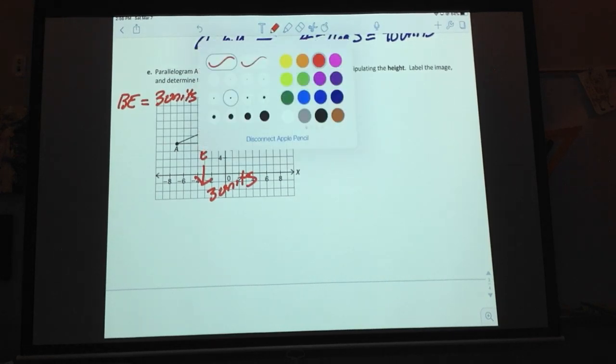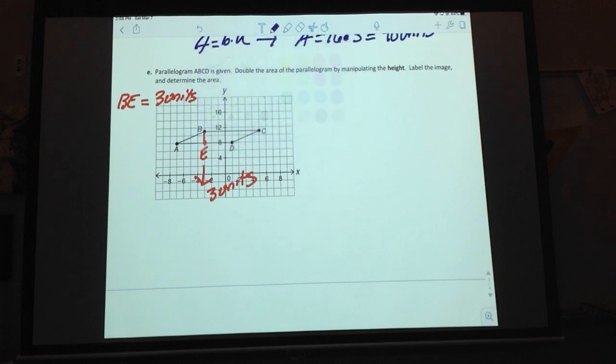And I'm going to do this in a different color so we can see it. So I'm going to go up by 3. And it means I'm going to go right to here. And that's going to be my new B prime. But you all know that I can't just do one, right? I've got to do both B and C. So C has got to go up as well and come up here as well. And this becomes C prime.